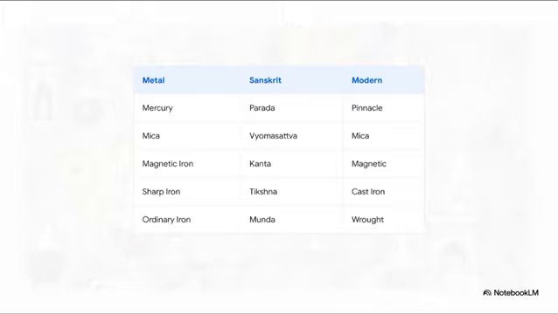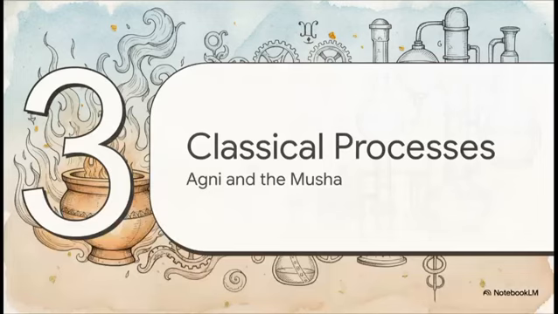But what's truly fascinating here is the highly specific categorization of iron into 3 distinct types. Kanta, meaning magnetic iron, tikshna, meaning sharp or cast iron, and munda, referring to ordinary or wrought iron. The historical purpose of blending these precise irons with mercury and mica was a deliberate, calculated attempt to engineer an indestructible amalgam. Section 3. Classical processes and instruments, Agni and the Musha.